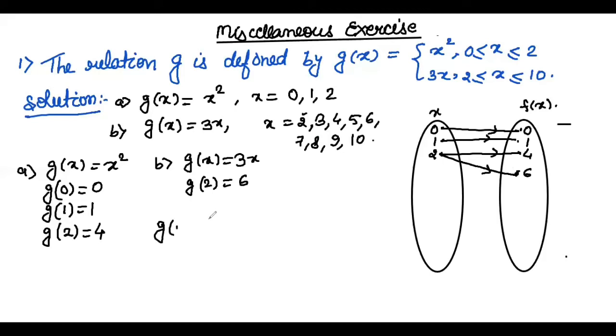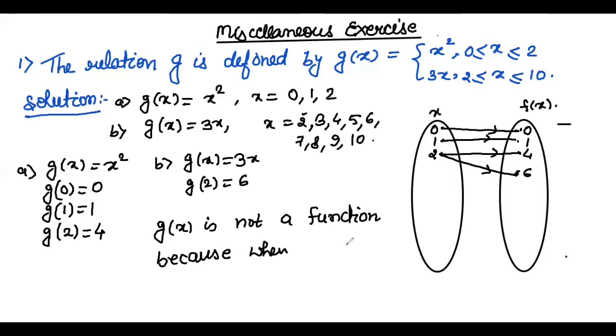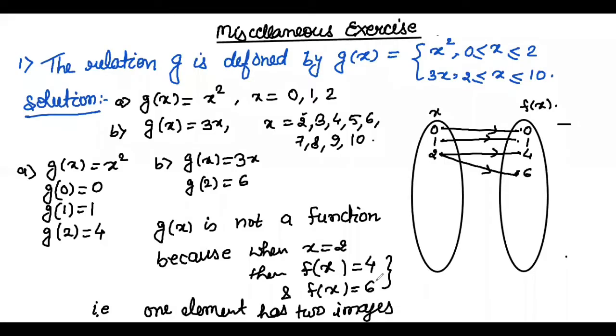g(x) is not a function because when x equals 2, g(x) equals 4 and g(x) equals 6. Two values we are getting for the element x. So we'll write one element has 2 images. So this is not a function.